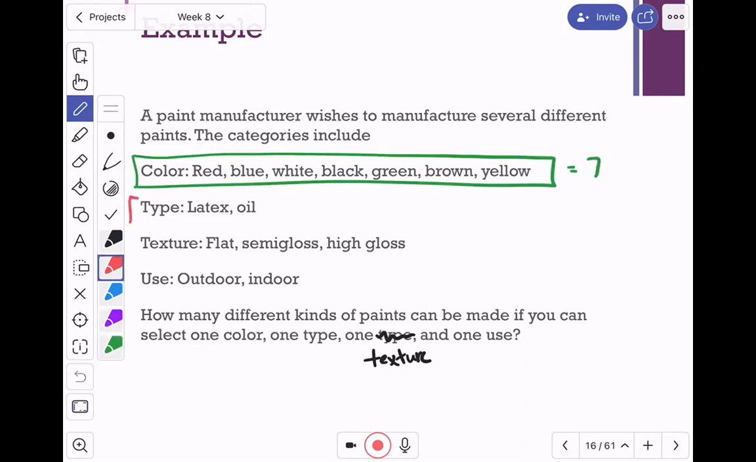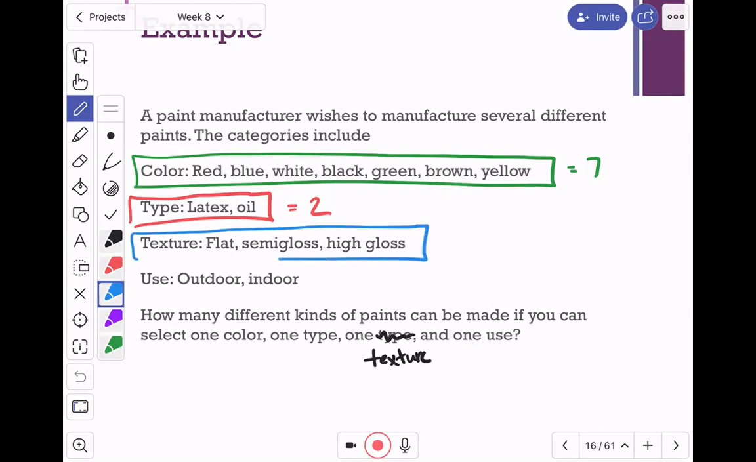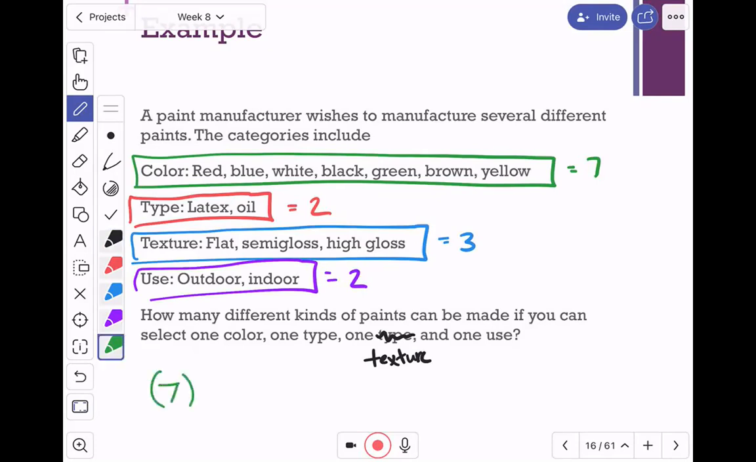How many latex types are there? 2. How many textures are there? 3. And how many uses are there? 2. So how many different kinds can you make? This would be 7 times 2 times 3 times 2.